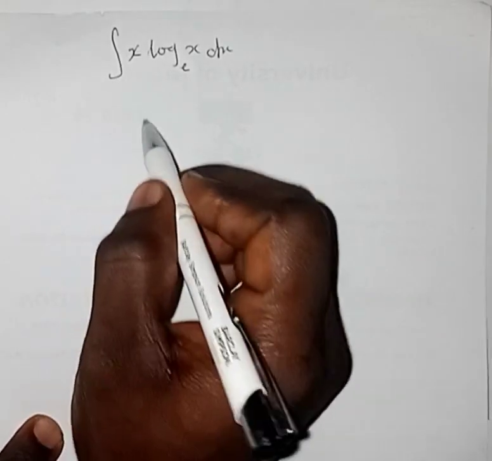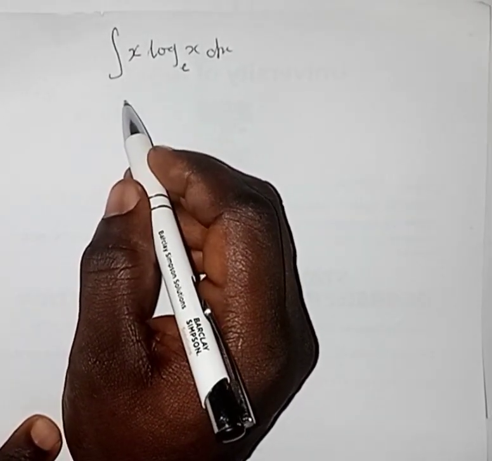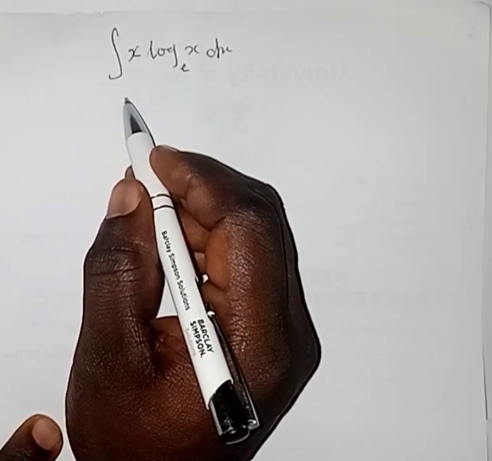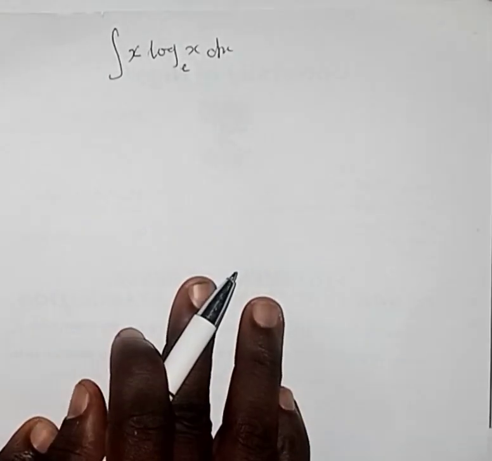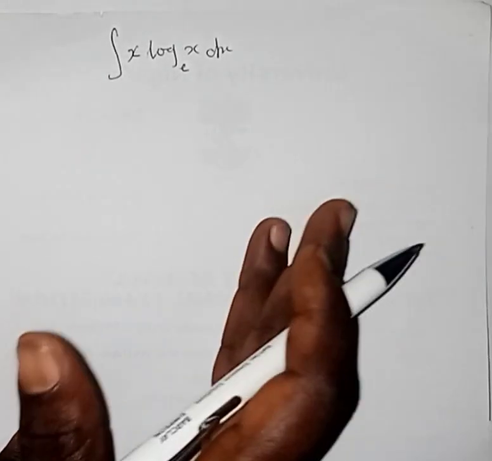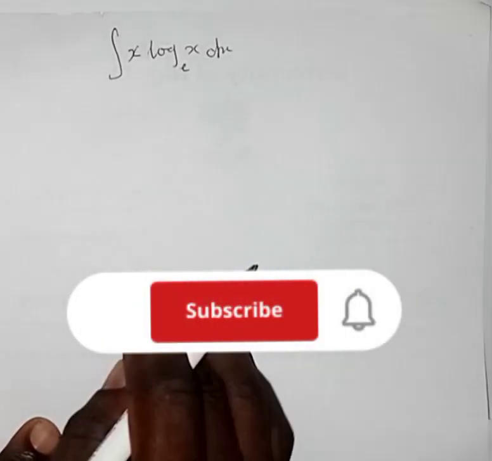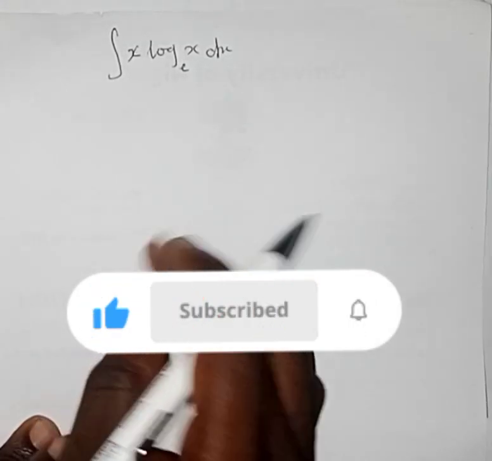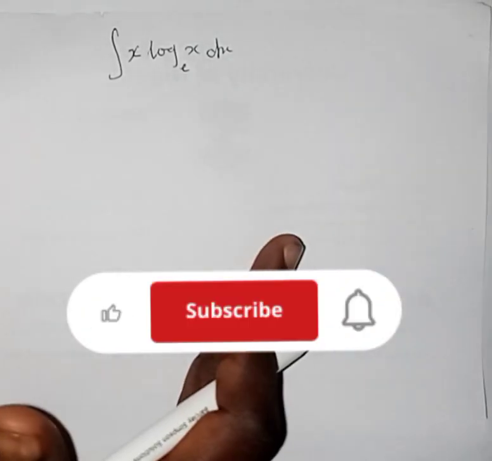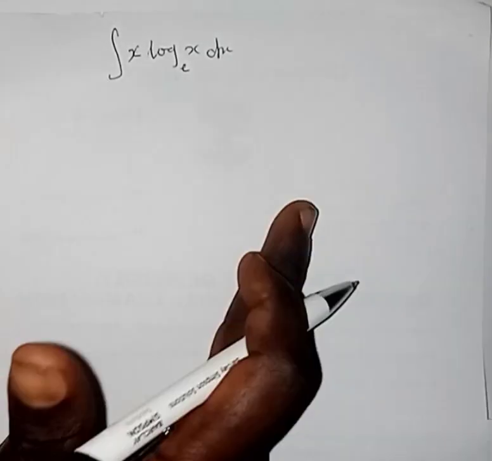And so we have this integral, the integral of x log x base e, to integrate. And of course, this is just a polynomial multiplying a natural log. So how are you going to be integrating that? That's what we are going to be doing in this video. So we are just going to be using integration by parts to actually evaluate this.